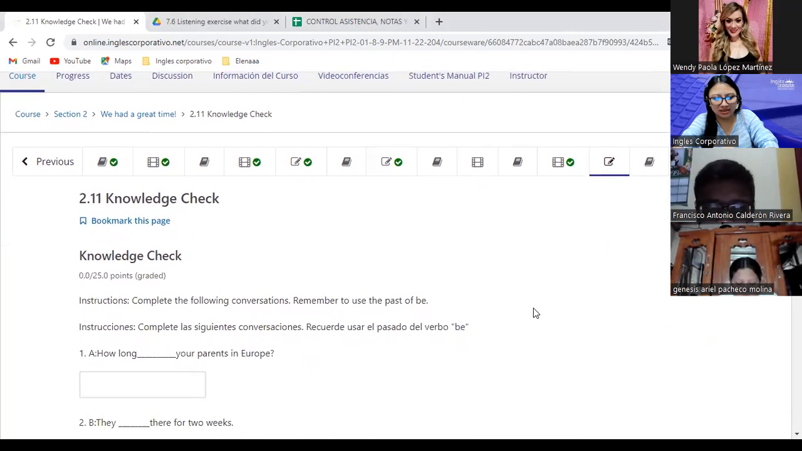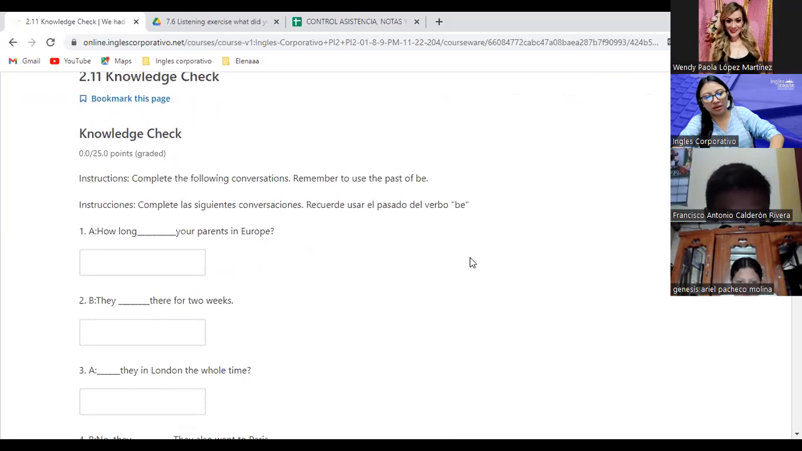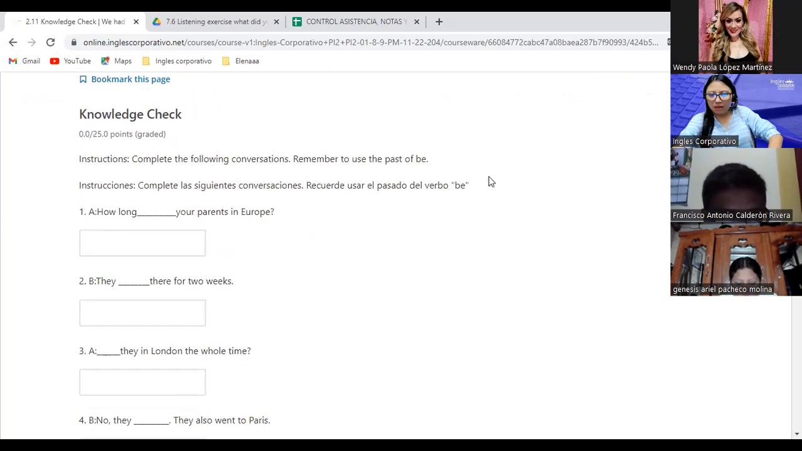Aquí vamos, Wendy. What are the instructions? Remember to use the past of verb to be. ¿Y cuál es el past of be? Was and were. A mi parecer, es fácil completar. ¿Cómo hago para saberlo? Fácil.